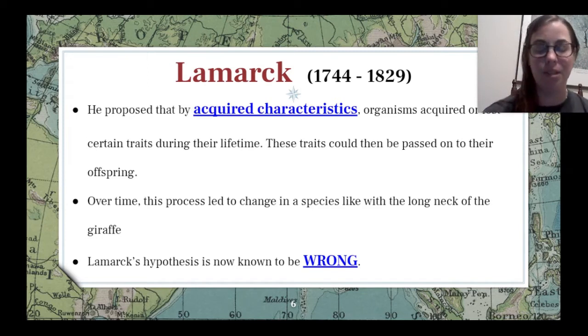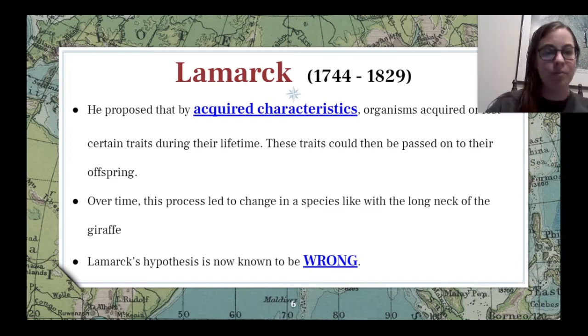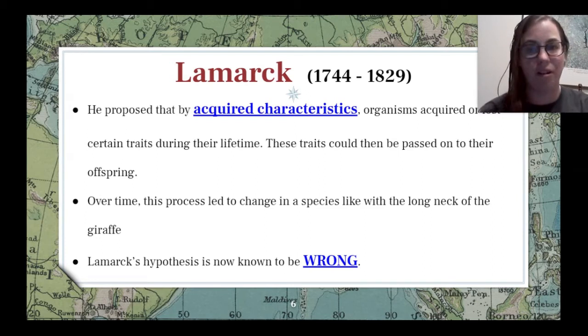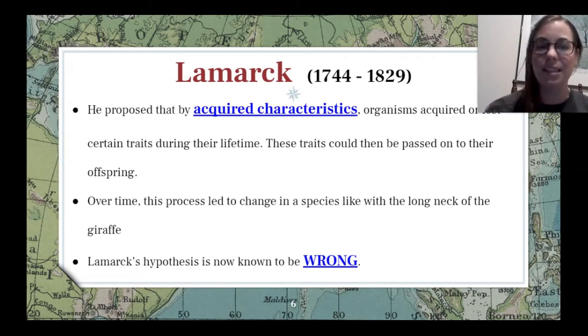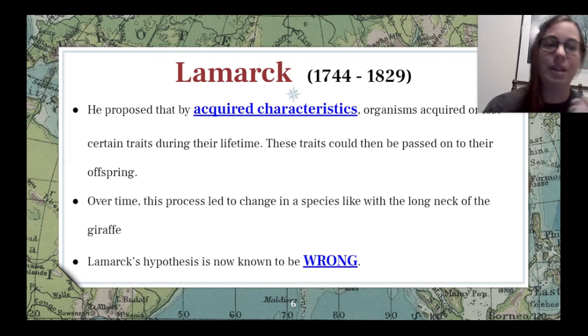So, over time, this process led to changes in species, like the long neck of a giraffe. What Lamarck told us is that one giraffe, mom giraffe, stretched her neck a little bit to eat the leaves, and therefore the offspring had a longer neck. This is wrong. So, unfortunately, Lamarck is always going to go down in history as the guy who got it wrong. But I love to talk about him because at least he tried. He gave us a theory. He thought about it. He put in some evidence. He put in good science work. Unfortunately, it was wrong, but he did try.